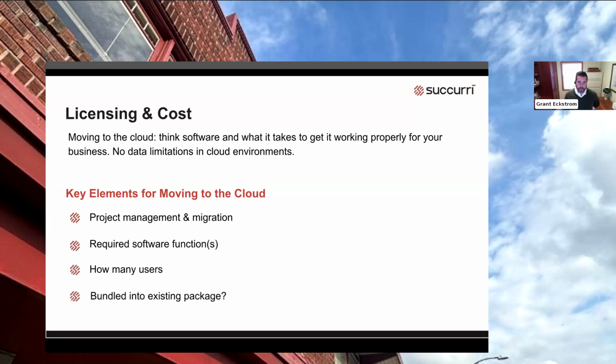Head count plays a big part in it. And then there's the licensing: are you already paying for licensing? Is it something that you have a package with Autodesk currently, and you maybe already are paying for some of the licensing and functions that you need, and you just aren't using them? So then you just have a balance of what users need to have that and which ones don't.